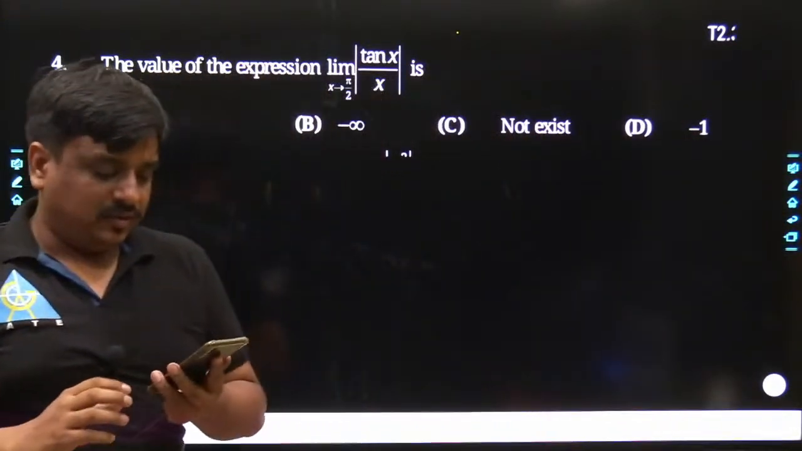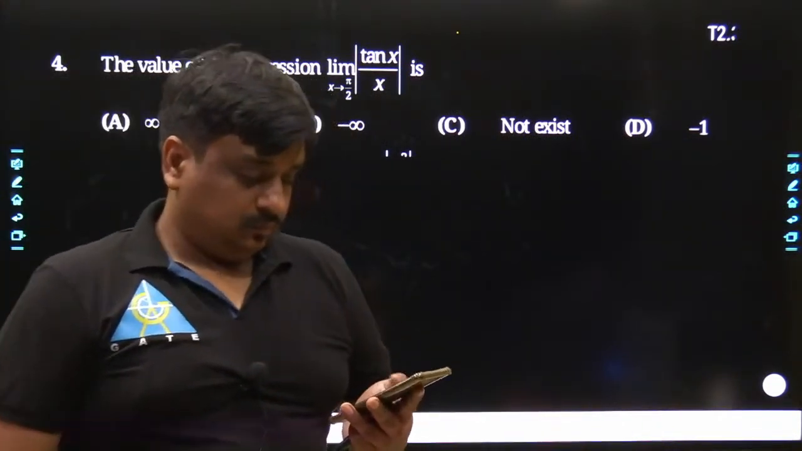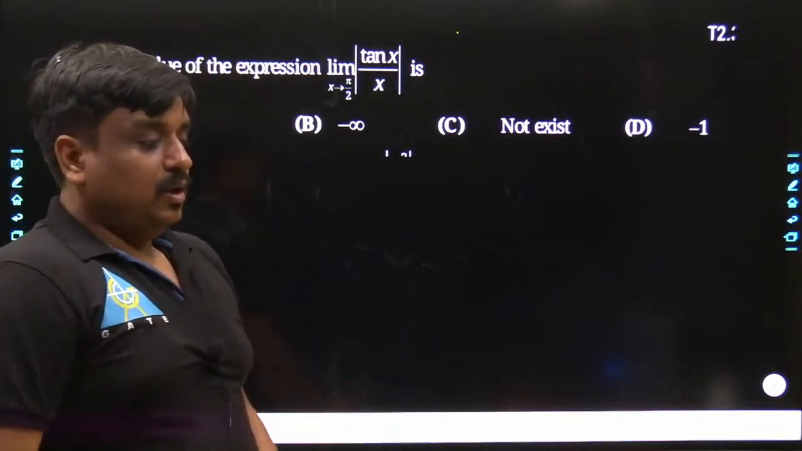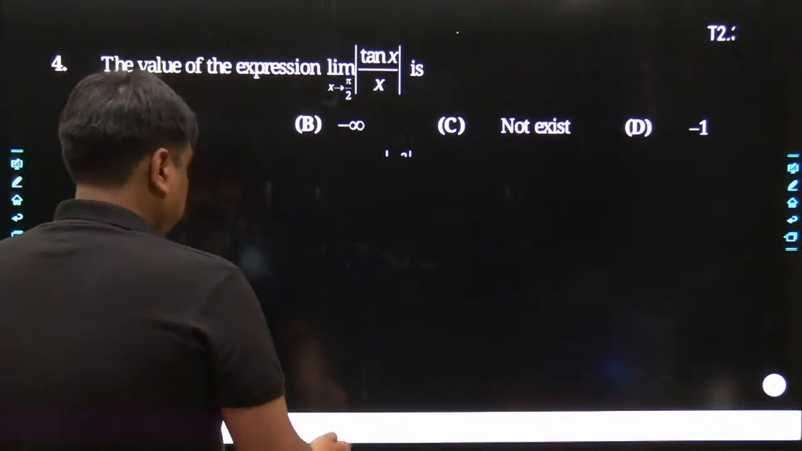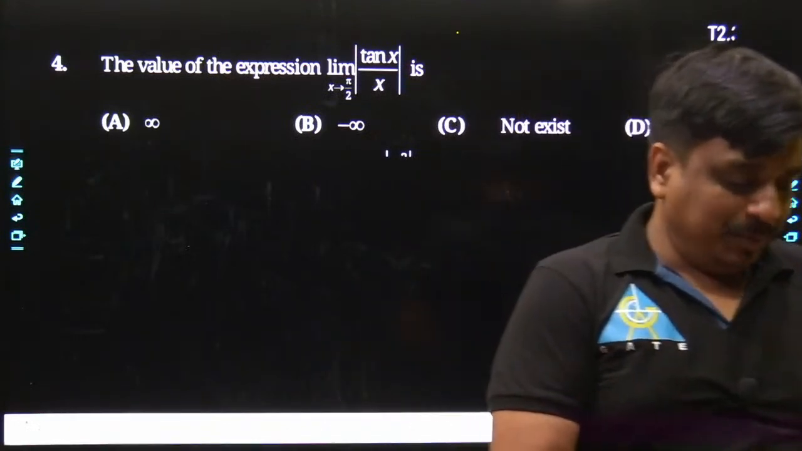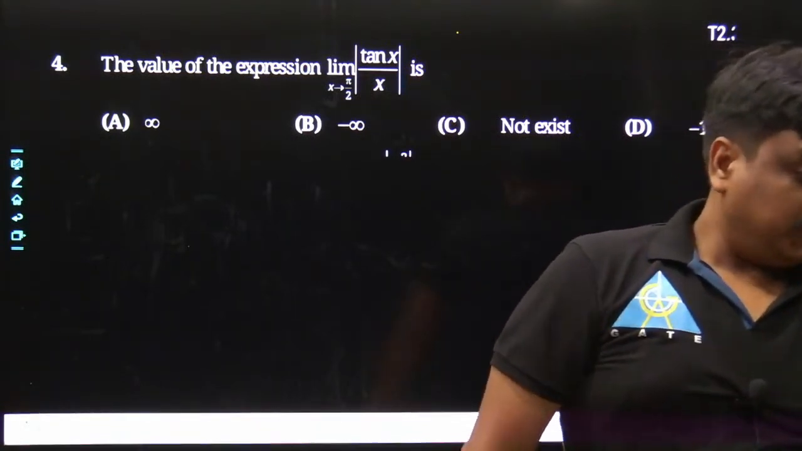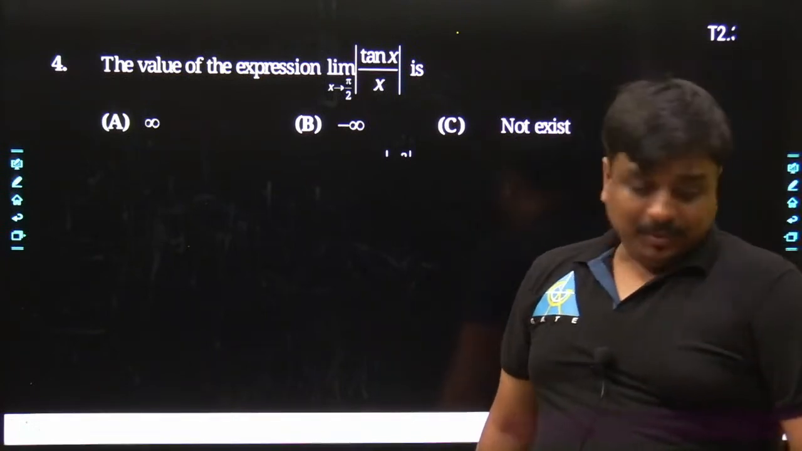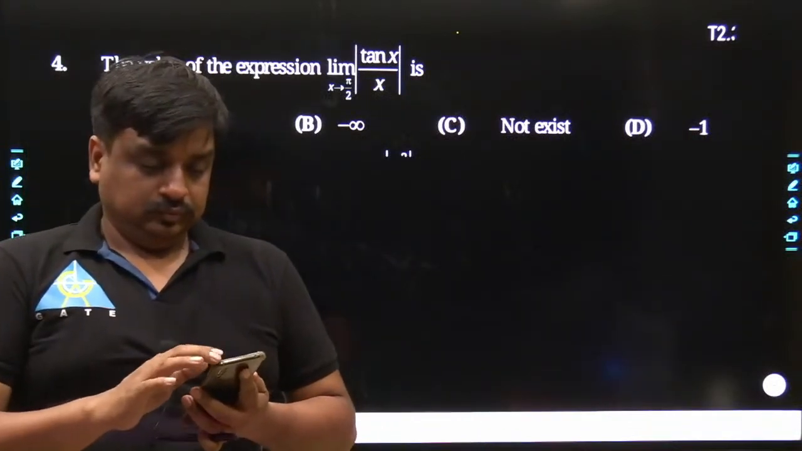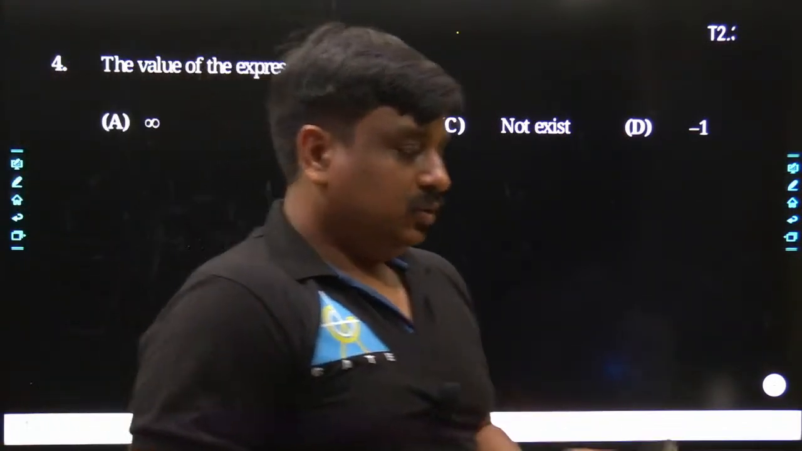Tell me what's the best answer we would have for this problem. This problem should not take more than 60 seconds. Tell me what would be the best answer. So far, no answer.